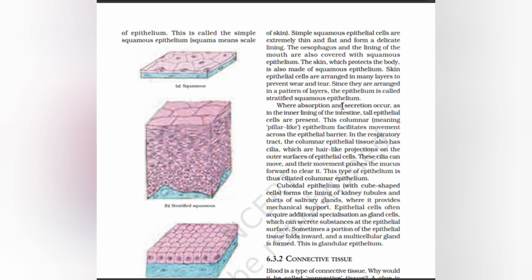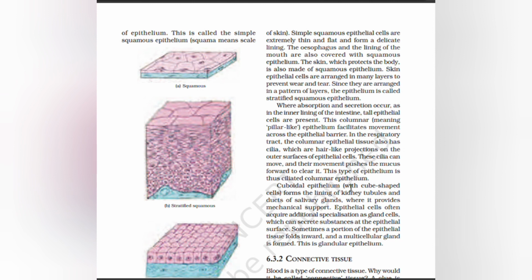Where absorption and secretion occur, as in the inner lining of the intestine, tall epithelial cells are present. This columnar, meaning pillar-like, epithelium facilitates movement across the epithelial barrier. In the respiratory tract, columnar epithelial tissues also have cilia, which are hair-like projections on the outer surface of epithelial cells. The cilia can move, and the movement pushes the mucus forward to clear it. This type of epithelium is the ciliated columnar epithelium.